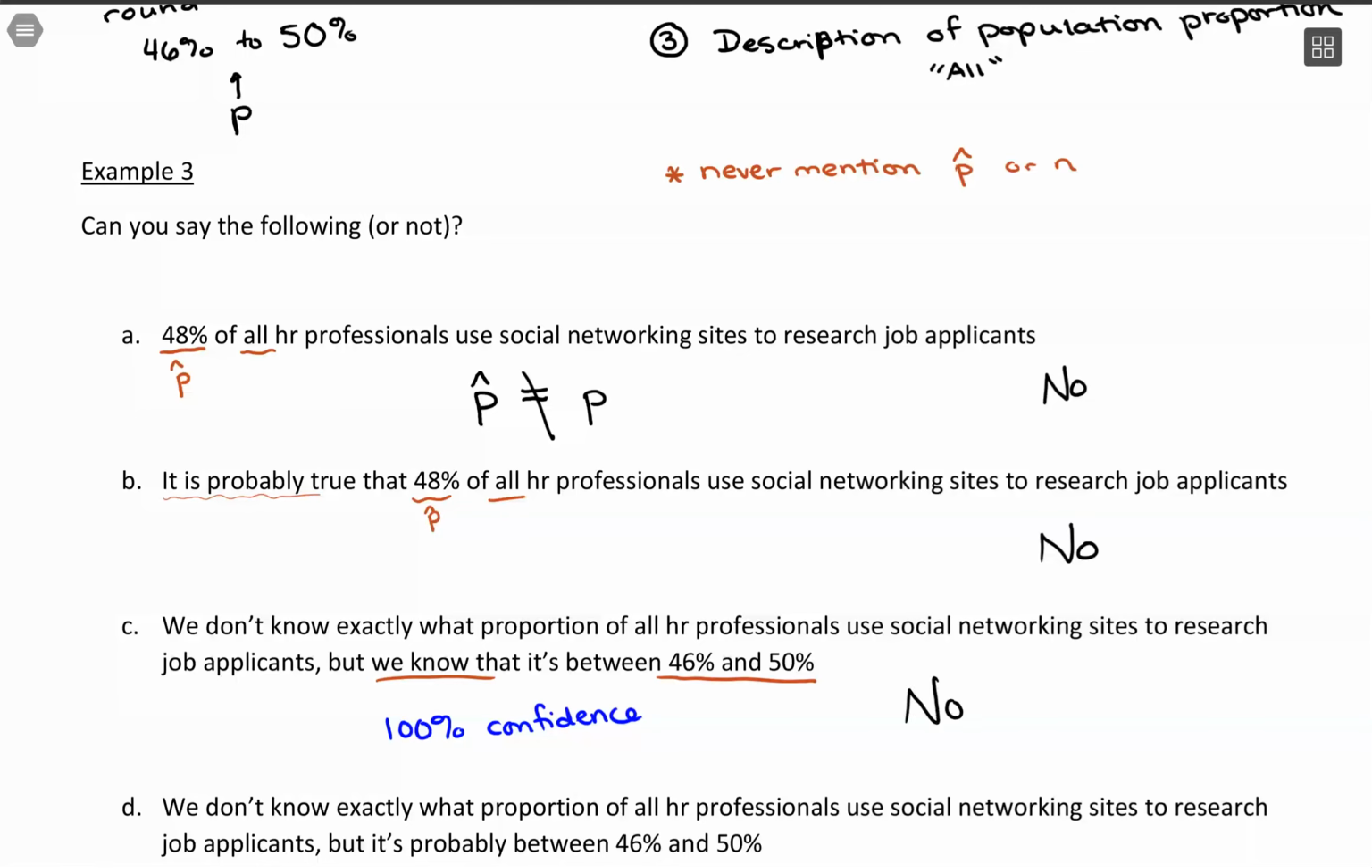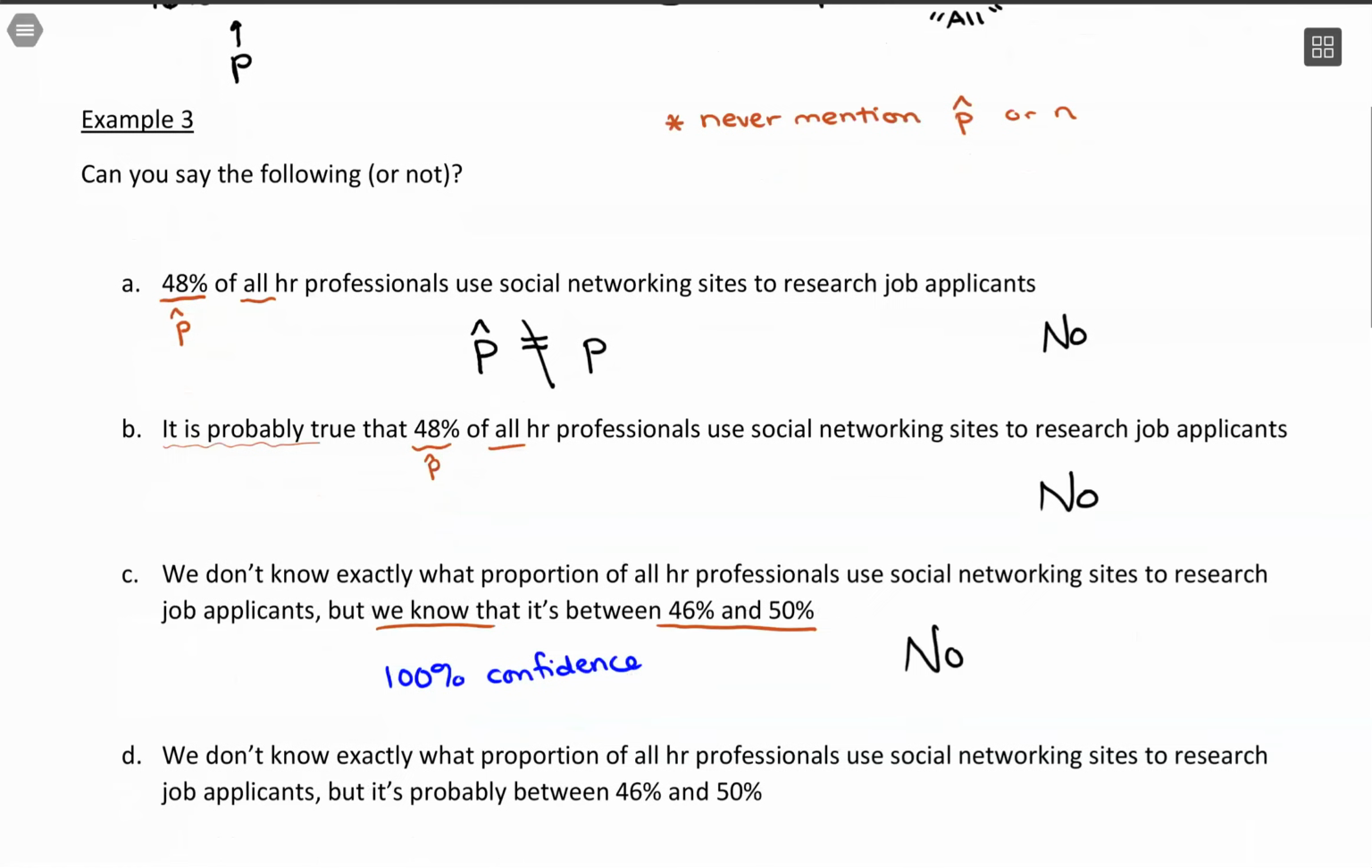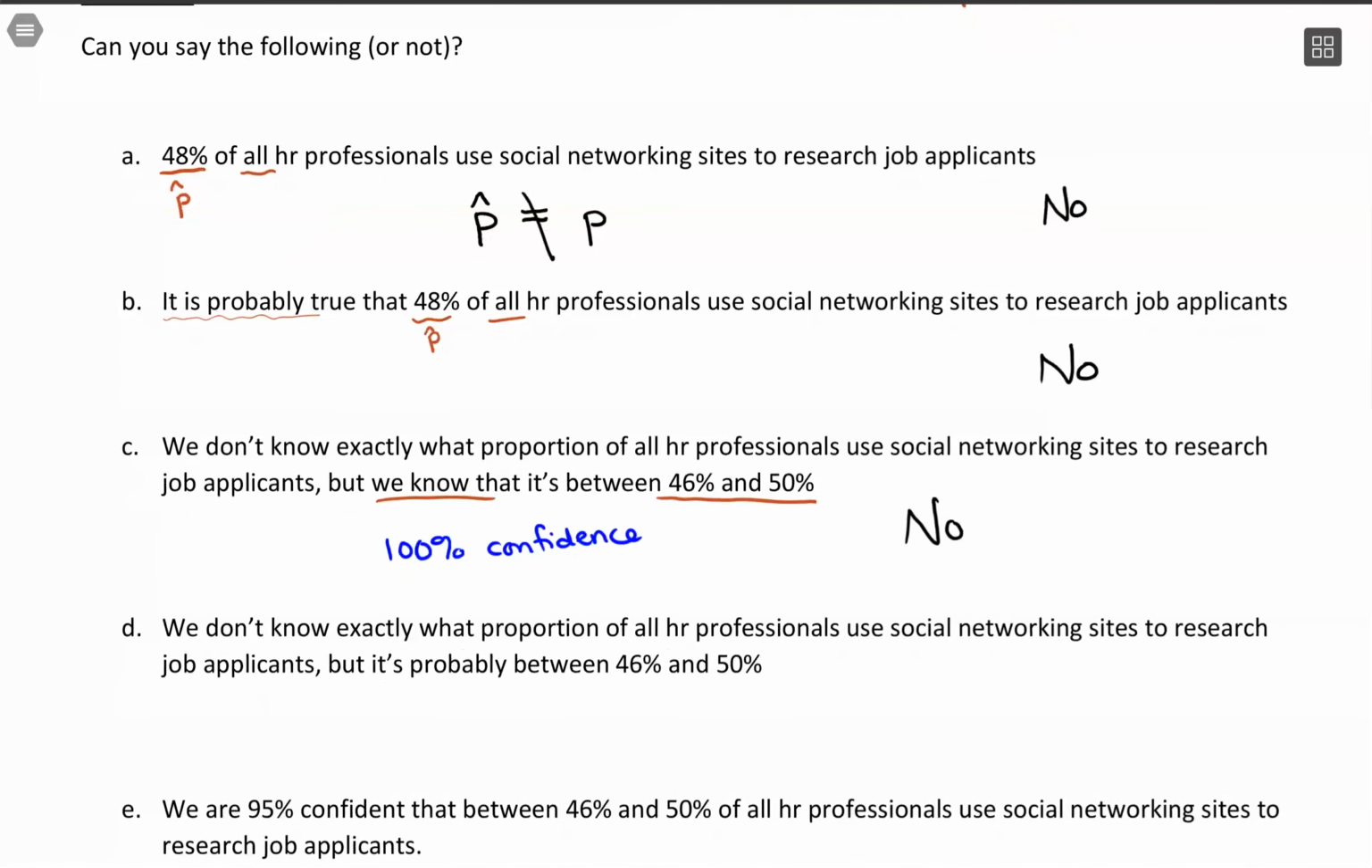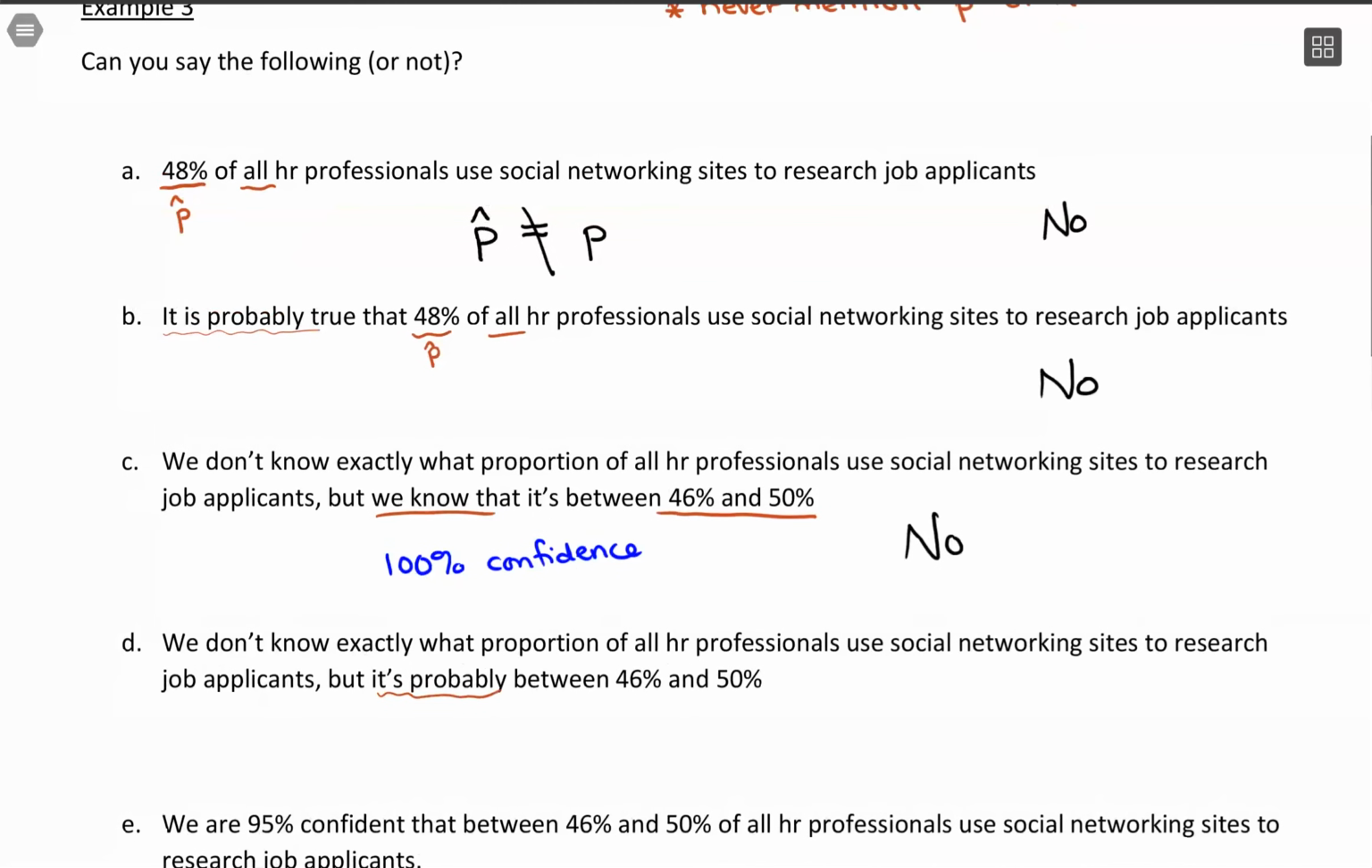Nope. Does not work. This next one is basically the same sentence, but what they throw in is that it's probably between those 2 values. And that's getting better, but in terms of our calculation that we did, that's too vague. We can do better than just saying it's probably between there. So that's also a no.